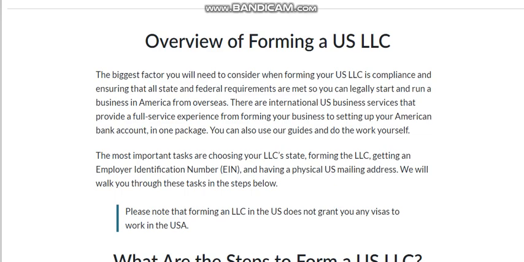The most important tasks are choosing your LLC state, forming an LLC, getting an employer identification number (EIN), and having a physical US mailing address. We will walk you through these tasks in the steps below.